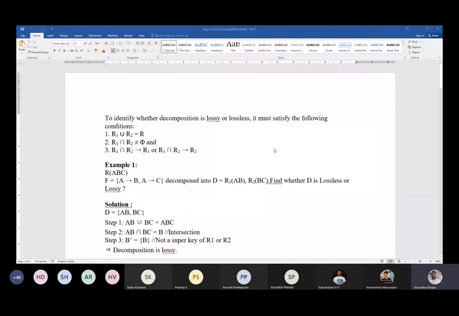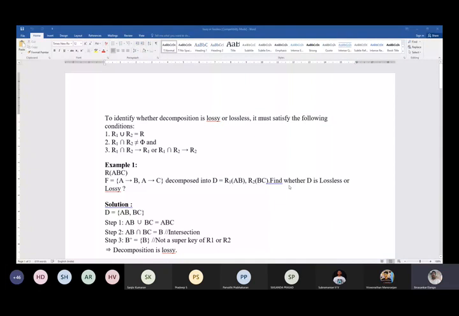So in today's class, we are going to study how to check whether a decomposition of a relation is going to be a lossy or lossless decomposition, right? To identify whether a decomposition is lossy or lossless, it must satisfy the following conditions. So we have three conditions to check whether a decomposition is a lossy decomposition or lossless decomposition.